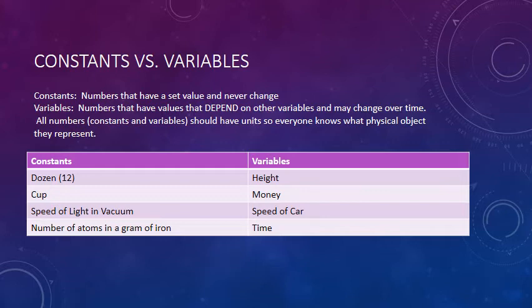Some other constants you might use: a cup. The speed of light in a vacuum is a constant, but you'd want to give the unit, so meters per second or miles per hour or something else that tells me what unit we're talking about. The number of atoms in a gram of iron. Some variables that you might be familiar with: your height is a variable. It depends on lots of things. It changes over time. The amount of money you have in your pocket. The speed of a car is a variable because it's not constant, and time itself is a variable.